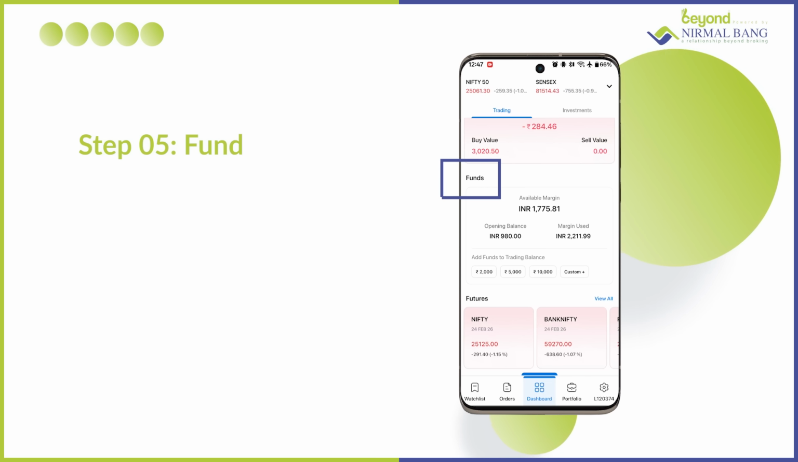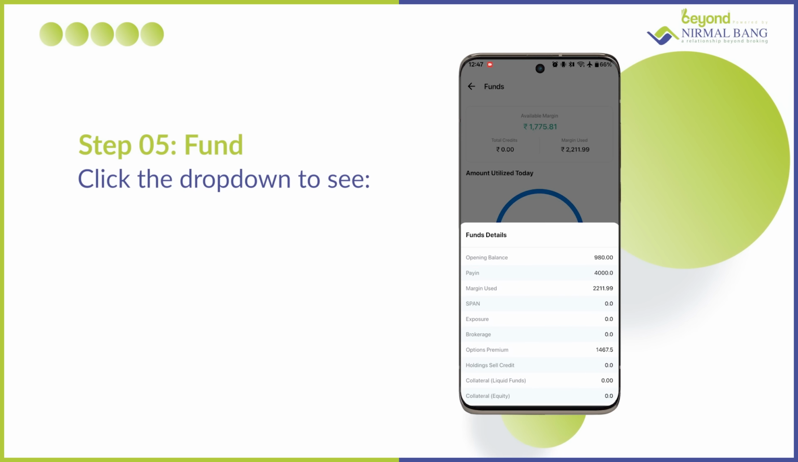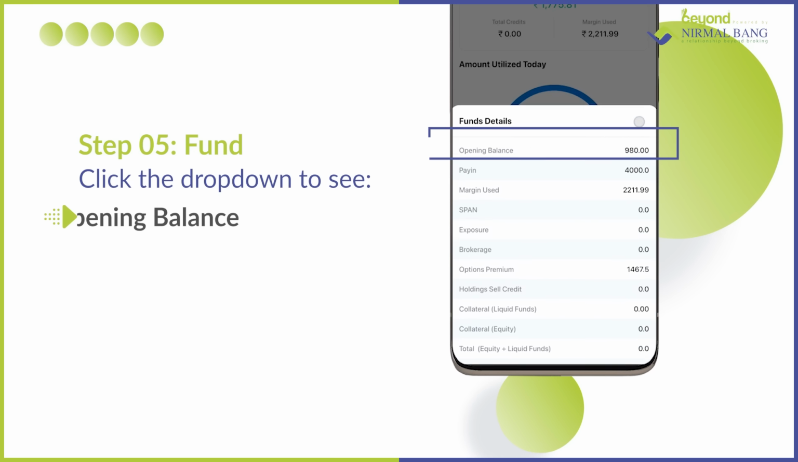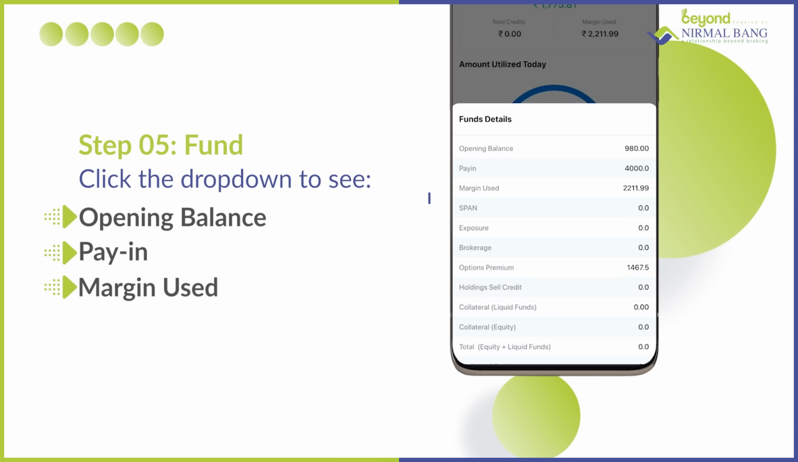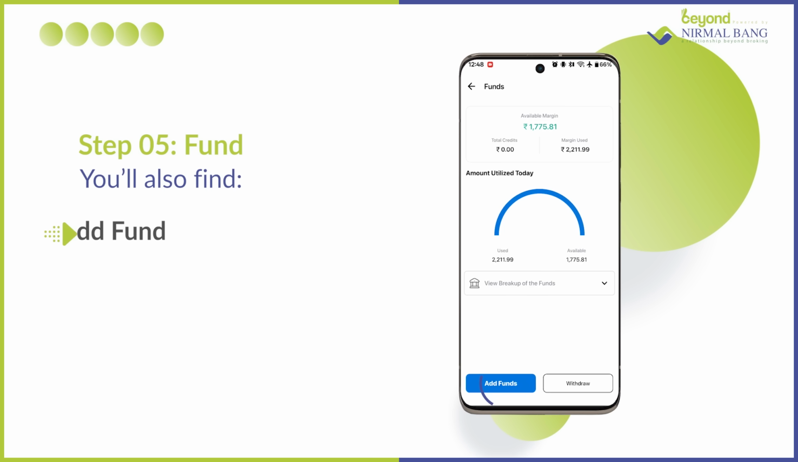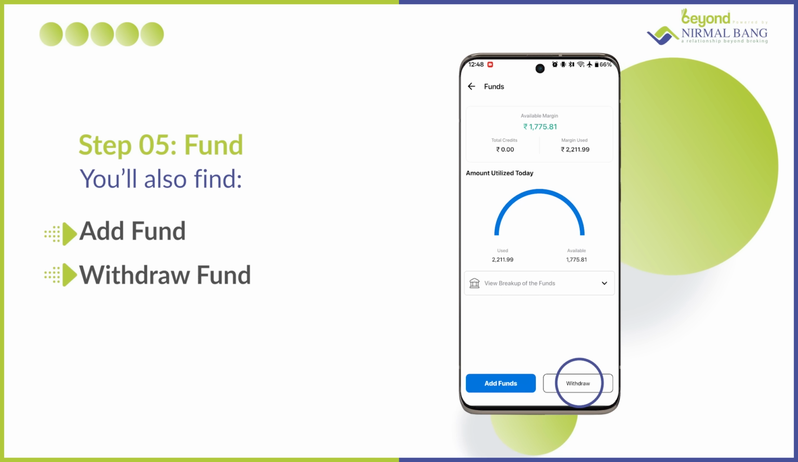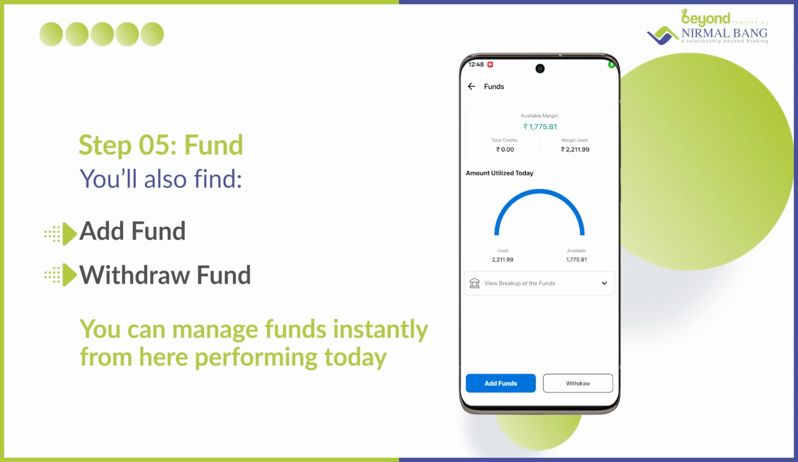Step number 5. Now tap on the fund. If you want to see a detailed breakup, click on the drop down. Here you will see opening balance, pay in, that is the amount transferred today, margin used, and other fund details. And right here, you also have add fund option and withdraw fund option. So you can manage your funds instantly from this section.